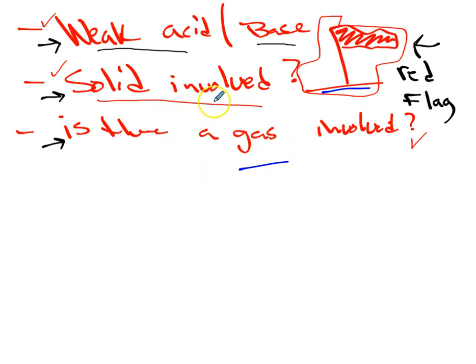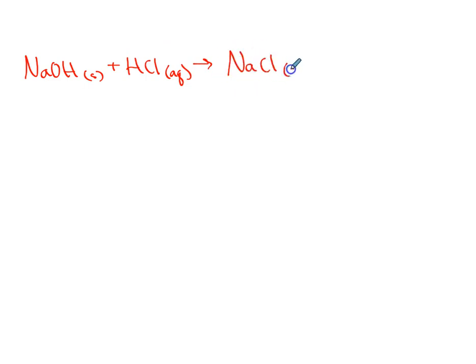Solid is actually very similar to exactly what we just did. So we would have, let's say, this time I put solid sodium hydroxide. So if it's solid, I need to put an S instead of an AQ, and I add hydrochloric acid that's aqueous. We already know from the previous one, this makes NaCl aqueous and water liquid.